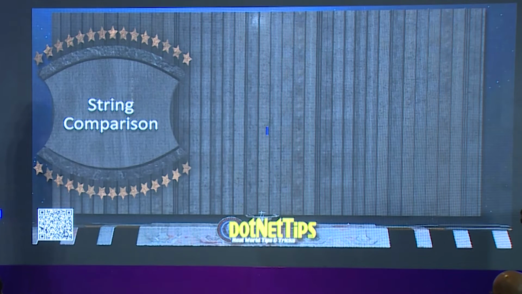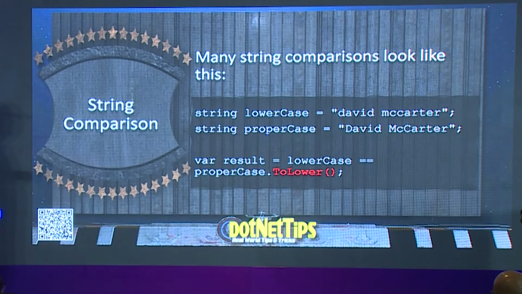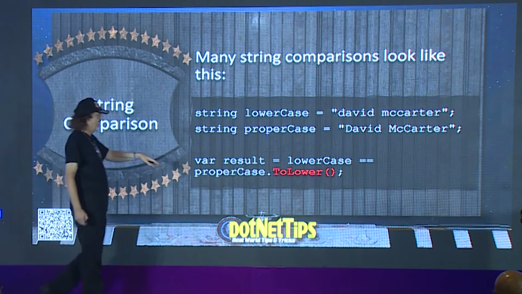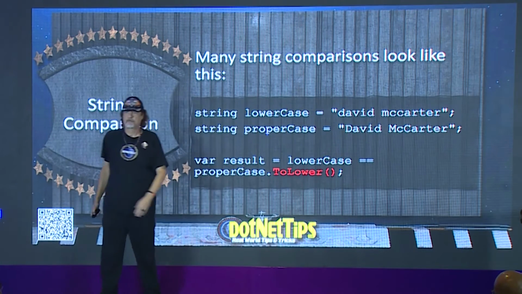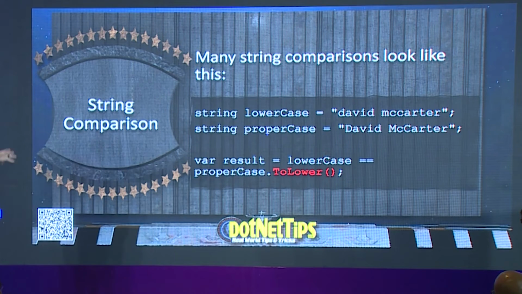All right, so let's talk about strings, string comparisons. Many string comparisons look like this. This company that was doing 50,000 transactions per second, this is what they were doing. They were taking some text and doing ToLower on it, okay? Don't do that, all right? Unfortunately, it's there. It shouldn't be there.